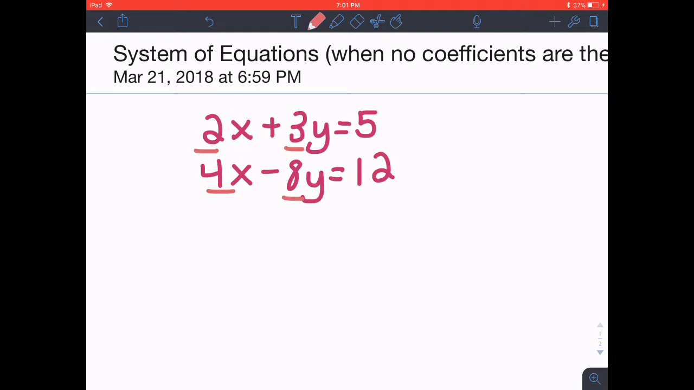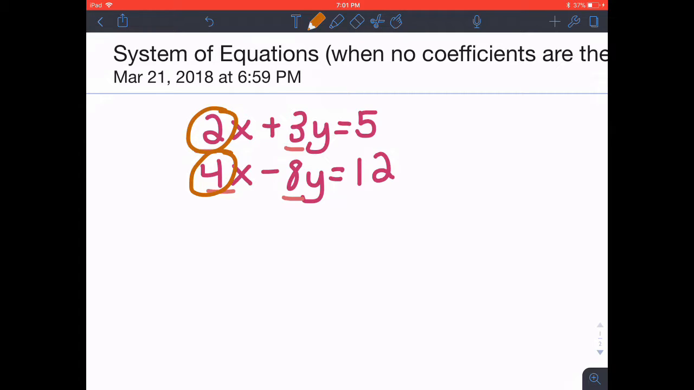So what you want to do in these problems is find two numbers that share multiples. So in this example, 2 and 4 share a multiple of 4: 2 times 2 and 4 times 1. And when you multiply an equation to make the smaller number a multiple of the larger number, you want to make sure to make one of them negative and one of them positive.